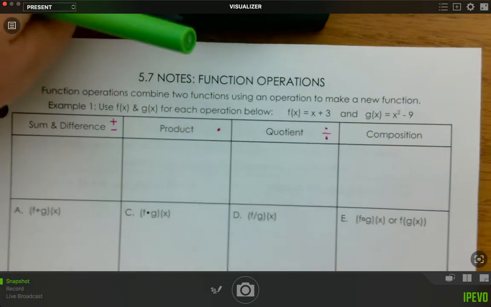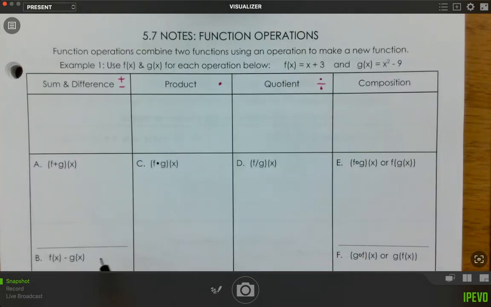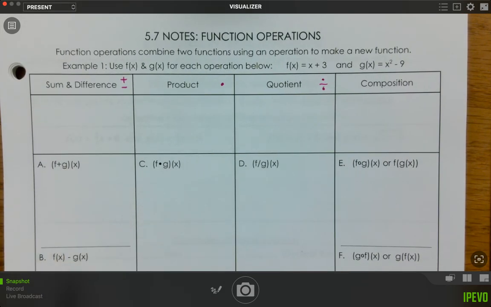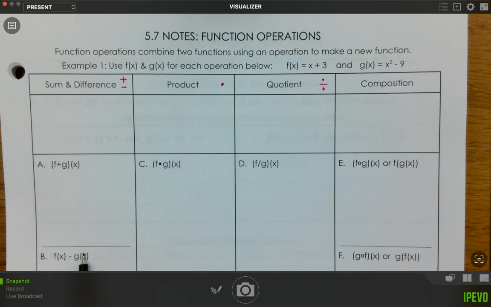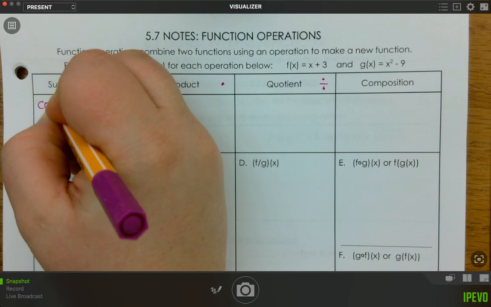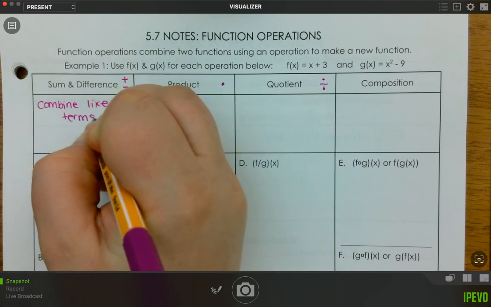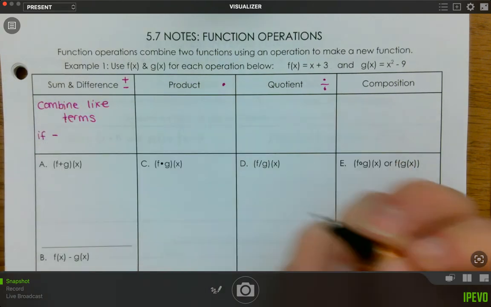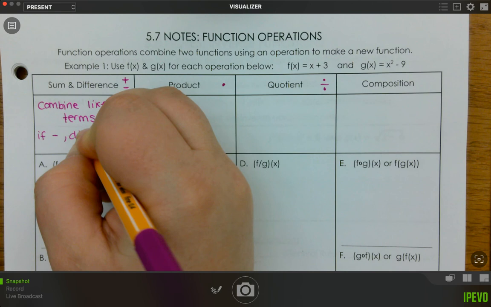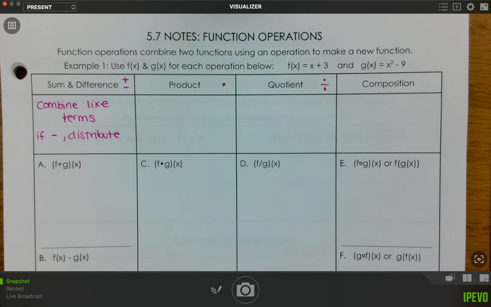And I do want to point out a couple of things about the notation. You'll notice that this is f plus g of x, and this is f of x minus g of x. You can either write it together like this or separate like this for plus or minus, it doesn't matter. And really what you're doing here is you are combining like terms. And then I do have one other hint for you, and that is if you are subtracting, then you're going to want to distribute the negative. Okay, and I'll show you what that looks like when we get to the subtraction problem.